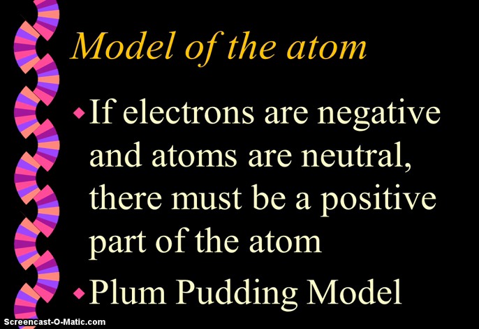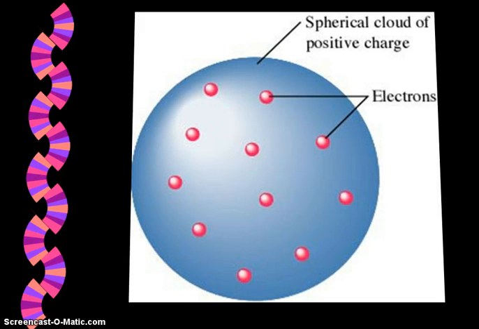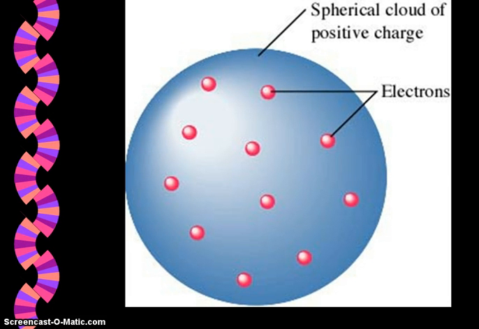So J.J. Thomson developed what was called the plum pudding model for the way that the subatomic particles in an atom are arranged. So this plum pudding model looks something like this. J.J. Thomson postulated that atoms consist of a diffuse cloud of positive charge with electrons embedded randomly within it. And the negative charge and positive charge cancel out so that those atoms are electrically neutral.